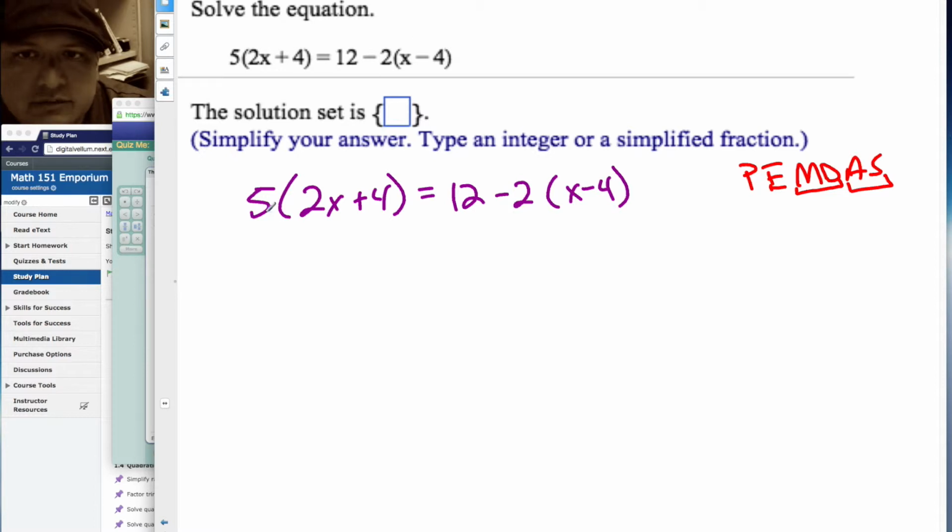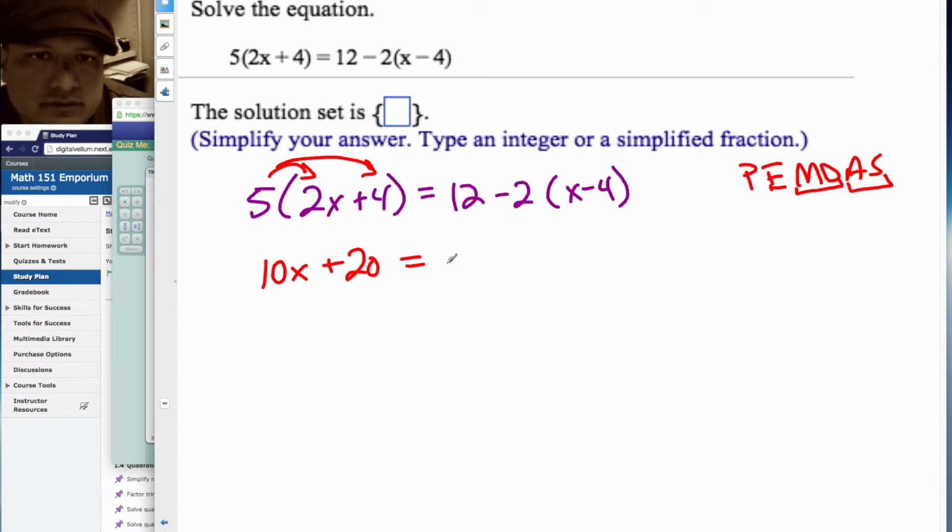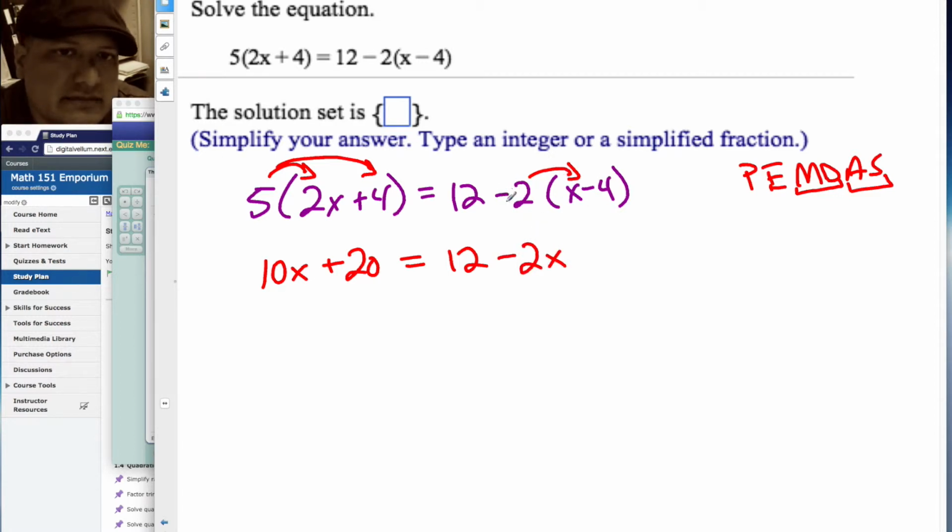So what we're going to do here is multiply through, because there's nothing really we can do in here. So this is going to be 10x, and then plus 20 equals, the 12 just comes down. Here we can distribute this negative 2 to the x, so it's negative 2 times x is minus 2x. Now a very common mistake is to forget that that negative distributes again to this one. So negative 2 times minus 4 is plus 8.